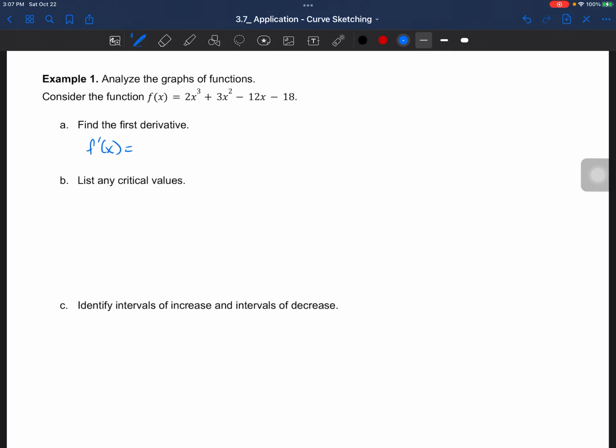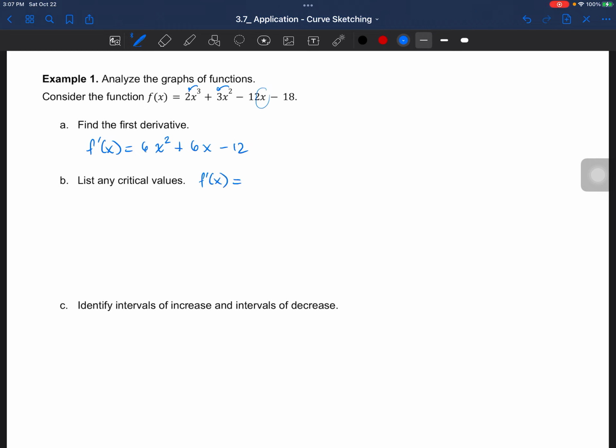So let's begin by first finding the first derivative, and that's pretty straightforward in this case. This is just using the constant multiple rule and the power rule. So 2 times, bring down the power, 2 times 3 is 6, times x, and then subtract 1, so that's x squared, plus, and then bring down the power and multiply that. That will be 2 times 3, that's 6, times x to the 1 minus 1, and then minus 12, and we drop the x, right? And then the derivative of minus 18 is 0, so we don't carry that. All right, so that was part A.